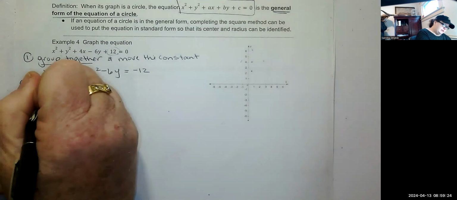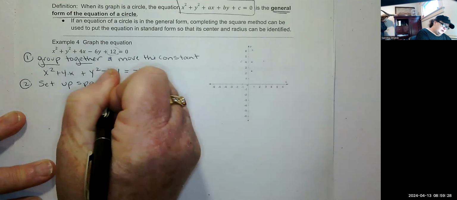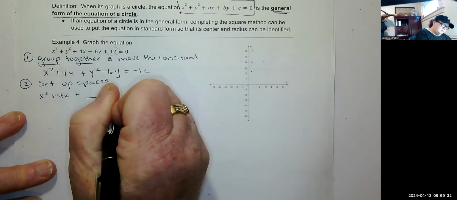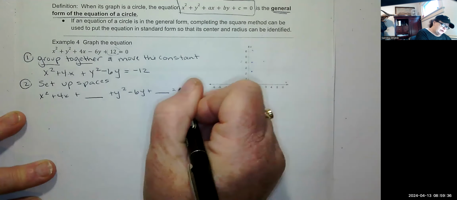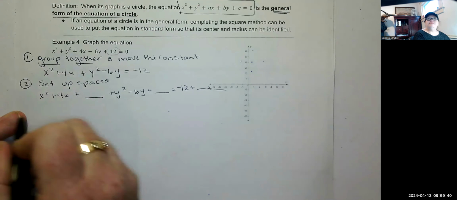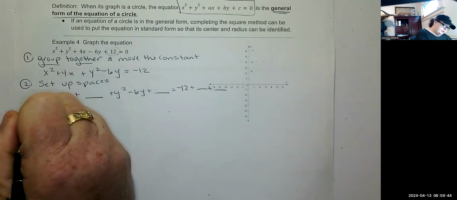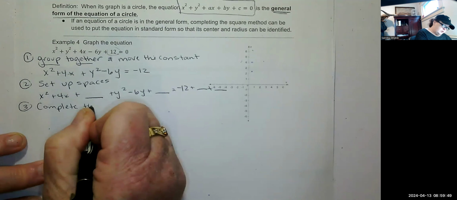But when you do that, set yourself up. So I'm going to say set up spaces. x squared plus 4x plus whatever, plus y squared minus 6y plus whatever is equal to negative 12 plus whatever plus whatever. I know I'm getting into my graph, that stinks. All right, so I've set up my spaces. Now I'm going to complete the square.